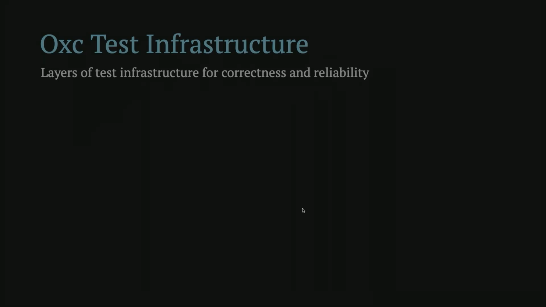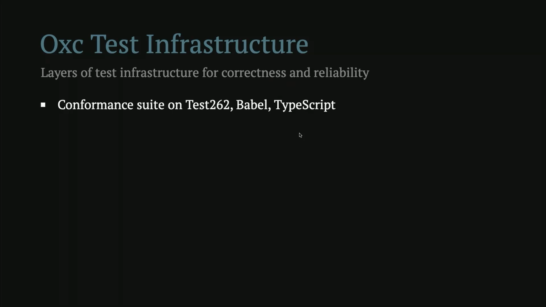So for Oxc, we not only focus on performance, but we also focus on correctness and reliability. And for a compiler, this is really important because all JavaScript code will run through the compiler, will run through Oxc. So in Oxc, we have a conformance suite on three test suites: test262, Babel, and TypeScript. We run all their test code as well. And there's a lot of fuzzing. Fuzzing is a technique where you send random characters to the program and hope it does not crash.